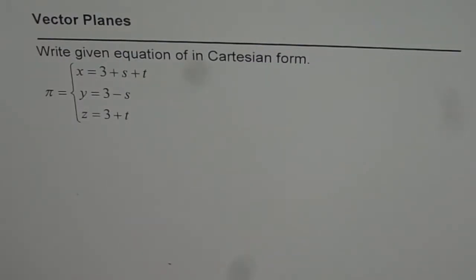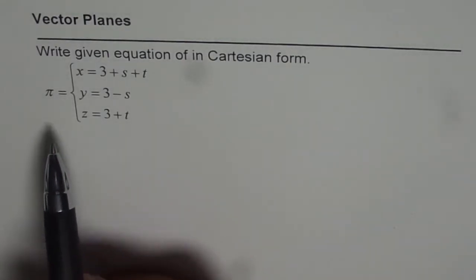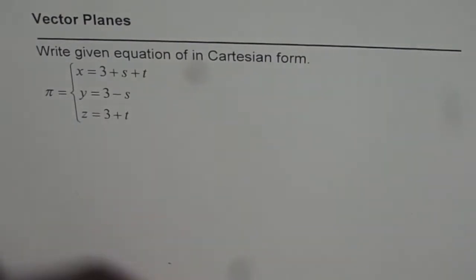Let us understand how to write the equation of planes in Cartesian form. So we are given the equation of the plane pi: x equals 3 plus s plus t, y equals 3 minus s, and z equals 3 plus t. Now to write it in Cartesian form, let us first write it in vector form, right?